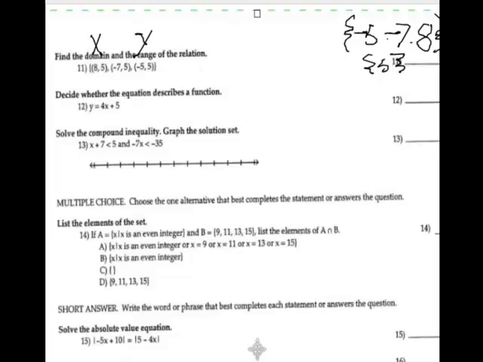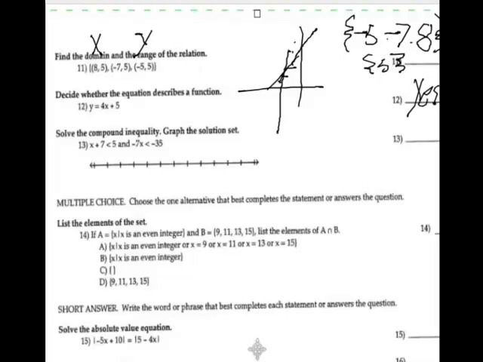Decide whether the equation describes a function. Okay. y equals 4x plus 5. Oh, my goodness. Do we know what that looks like? I'm hoping we do, but some people didn't. So let's just look at it. 1, 2, 3, 4, 5, over 1 and up 4, and draw. Oh my goodness, that's a line, and this line certainly passes the vertical line test, so it's a function, yes.